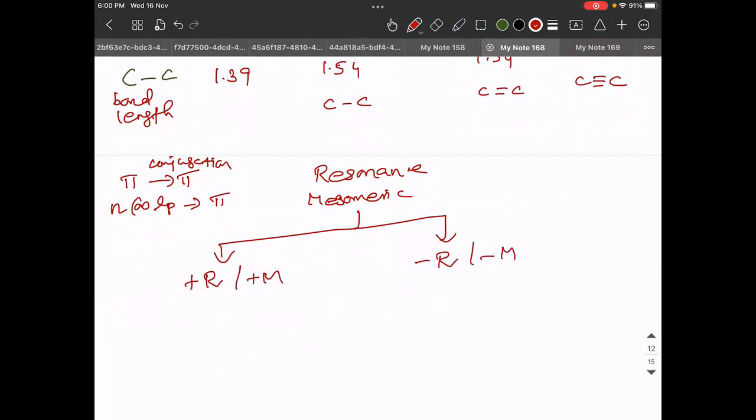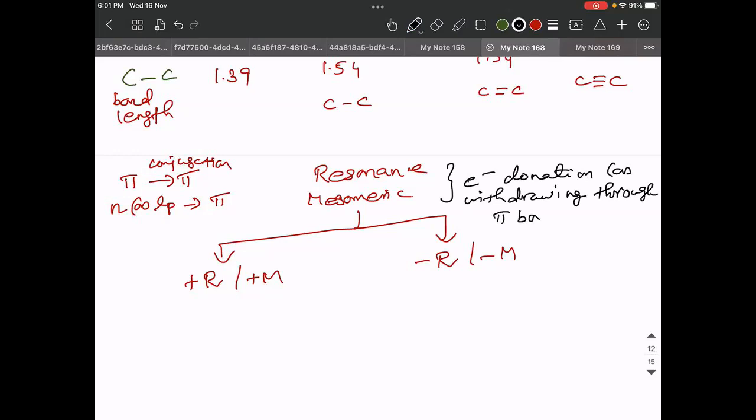Now, to say the simple definition: electron donation or withdrawing through a pi bond is called the resonance effect. So here, look, plus M effect means what? Electron donation or withdrawing.